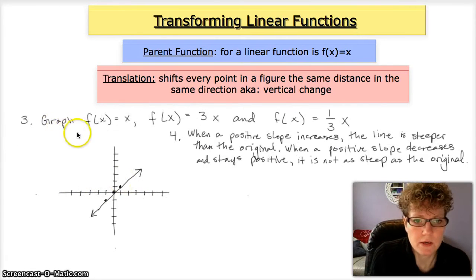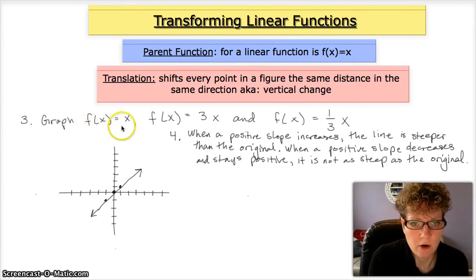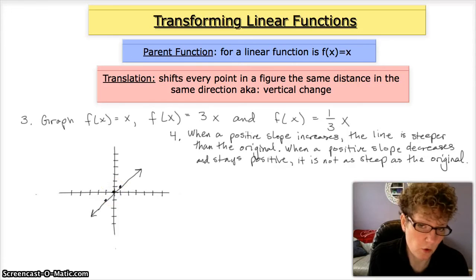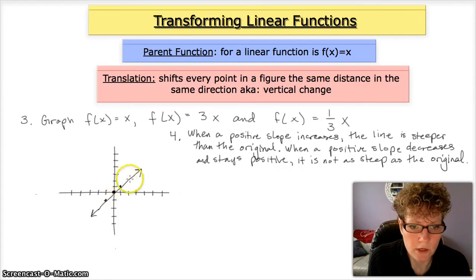Number 3, we are asked again to graph the parent graph of the linear function f of x equals x. I went ahead and did that. The intercept is 0. It starts at the origin. It goes up 1 over 1, up 1 over 1, positive slope. So this is always the graph of the parent function f of x equals x.